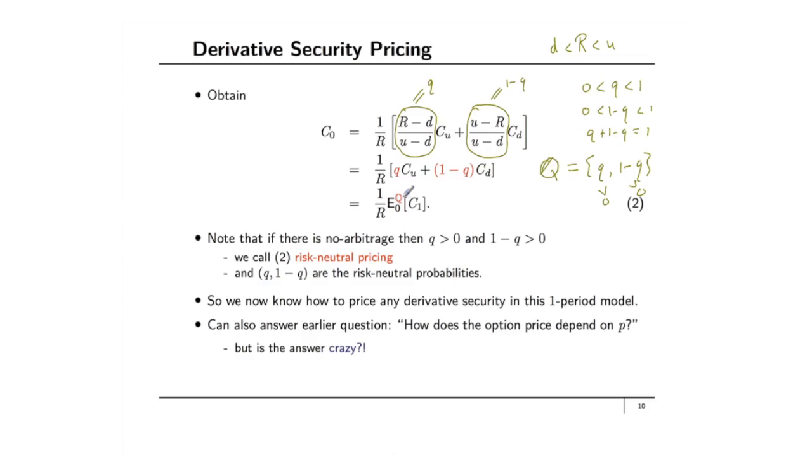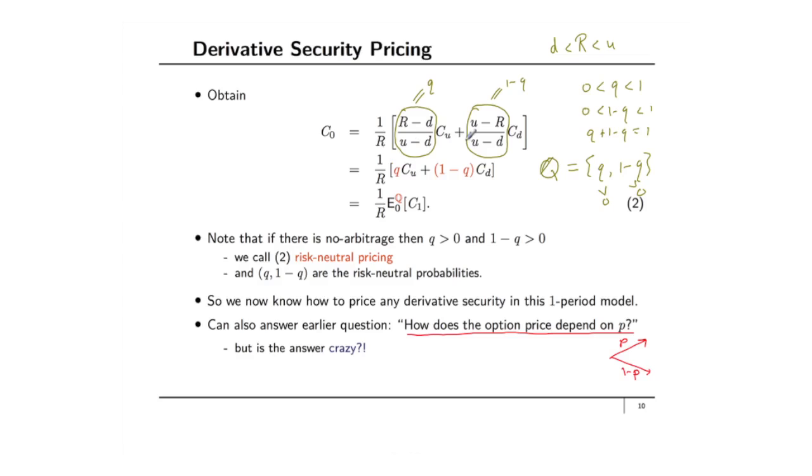We can also answer our earlier question. A question we asked earlier was, how does the option price depend on P? Remember, P was the true probability of an up move, and 1 minus P was the true probability of a down move. If we look at what we've done here, the fair value of the derivative security is equal to this quantity here. All that's appearing here is R, capital R, and the payoff of the derivative security. These risk-neutral probabilities are expressed in terms of R, D, and U. I don't see P appearing anywhere here.